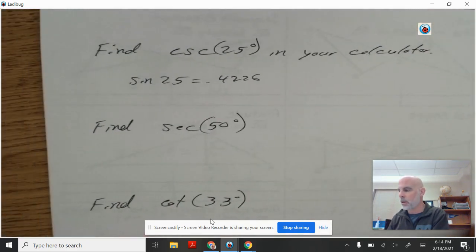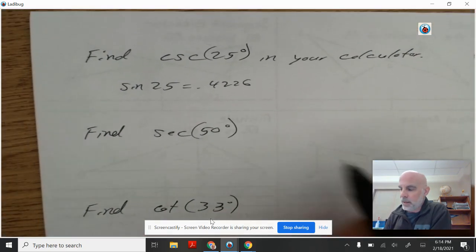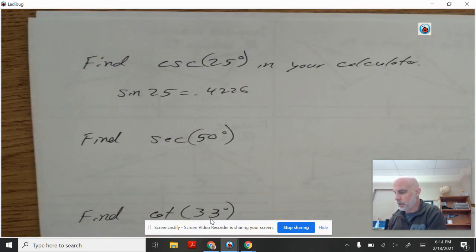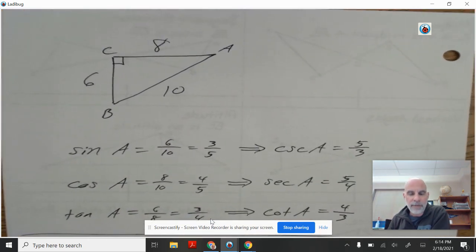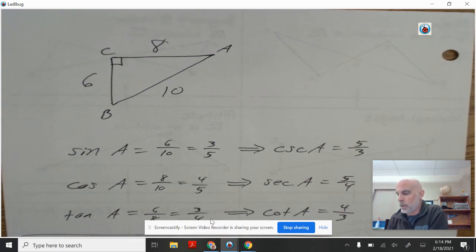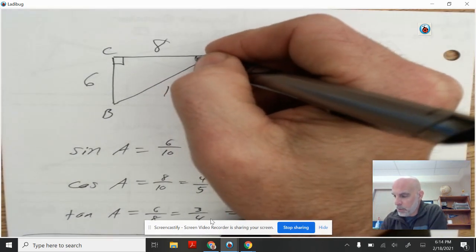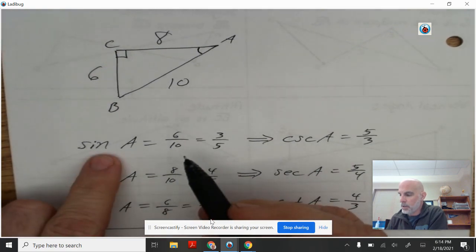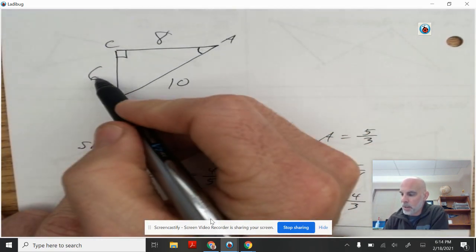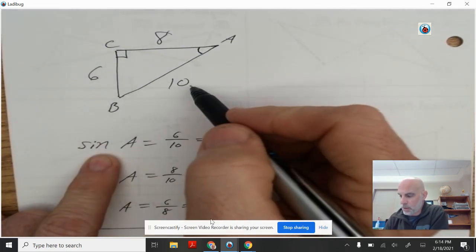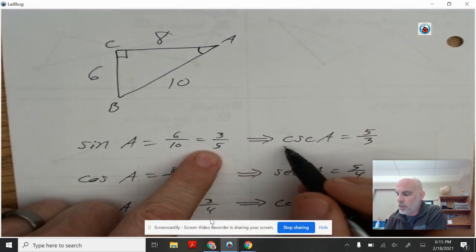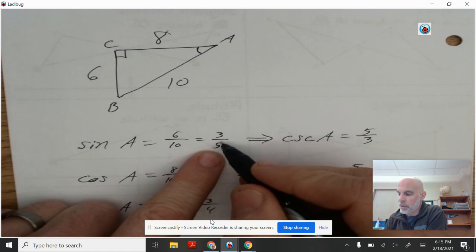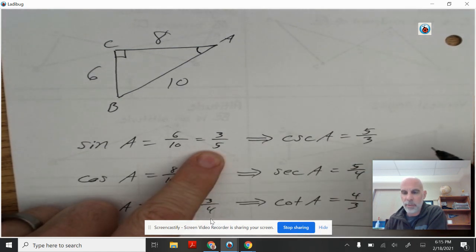Okay, so how do we do a problem? Here are some like the ones on your quiz. It says find all these ratios, or whichever one you might be given. If I'm looking at this from angle A's point of view, I know how to do the sine of A. The sine of A would be opposite over hypotenuse, 6 over 10, and I reduce that to 3 over 5. So the cosecant of A would be the reciprocal of this. It'd just be 5 over 3. I'm done. You don't have to do anything.